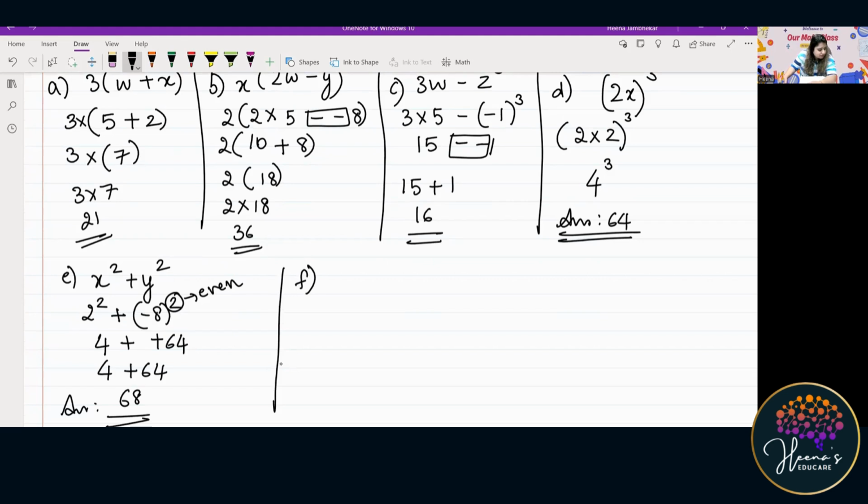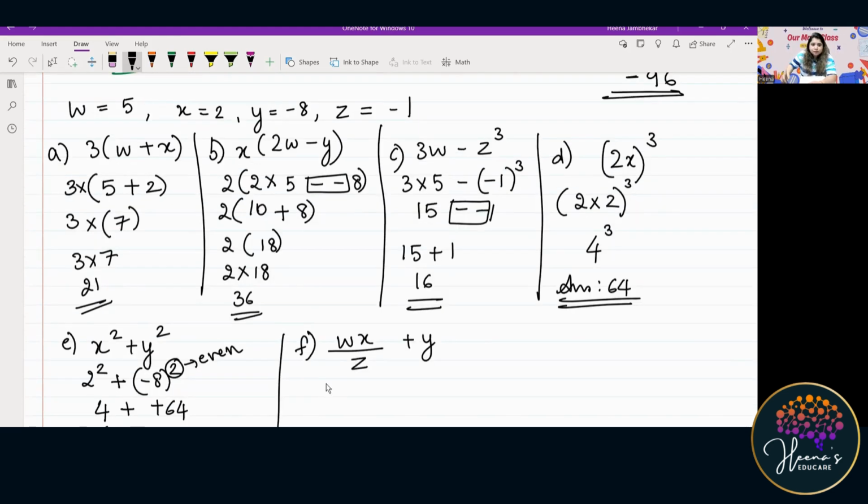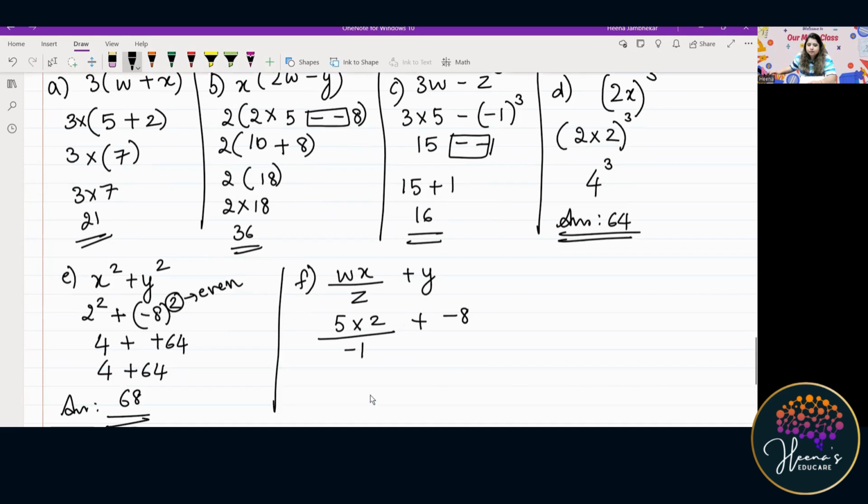Let's move on to the next one. You have wx upon z plus y. So the value for w is 5 into x, which is 2, upon z, which is minus 1, plus bracket minus 8. You can skip the bracket, no problem. Okay.